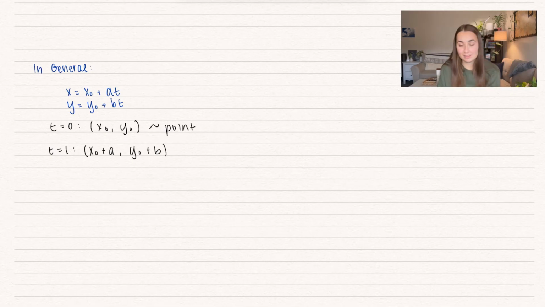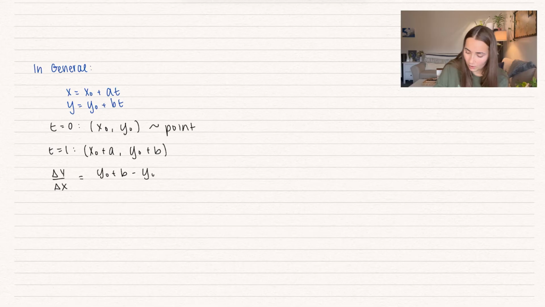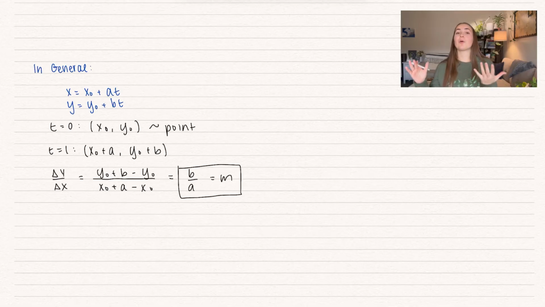We can also find the slope. So we get change in y over change in x is equal to y naught plus b minus y naught, divided by x naught plus a minus x naught. So notice what cancels here. We're left with b over a, which is equal to our slope. So that's where the parameterized equations come from.